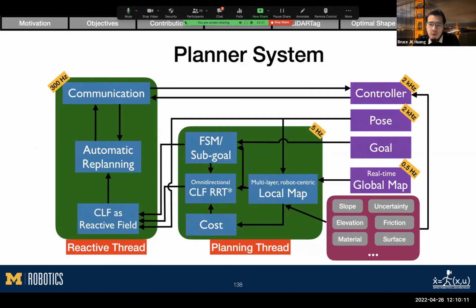To reiterate what we have discussed so far, we propose a new CLF formulation for omnidirectional robots, and it's integrated with RRT star running at 5 Hz. And the automatic replanning associated with the CLF is implemented in the reactive thread running at 300 Hz. Local map to account for different terrain properties and to evaluate the local motion cost of a CLF path.